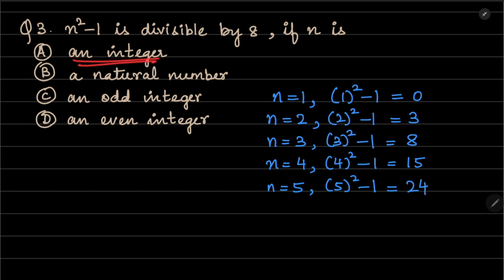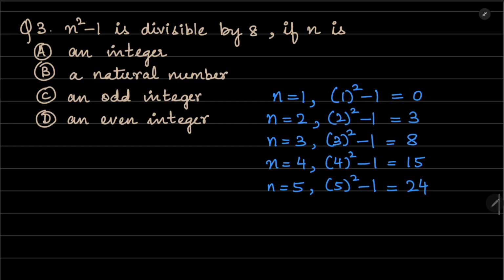So not every integer is divisible by 8. Is every natural number divisible? No. You see 3 and 15, they are not divisible by 8. So for natural numbers, again, it does not satisfy. Not every natural number n is divisible by 8.